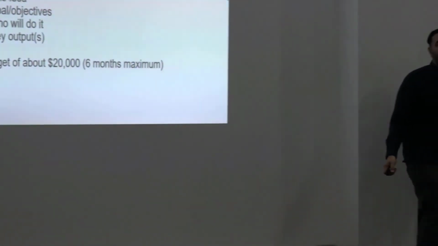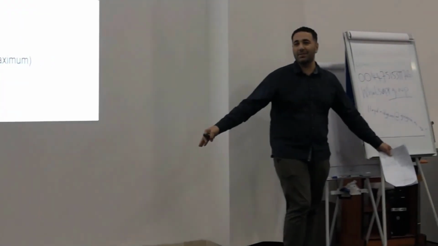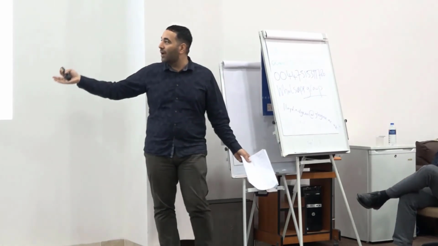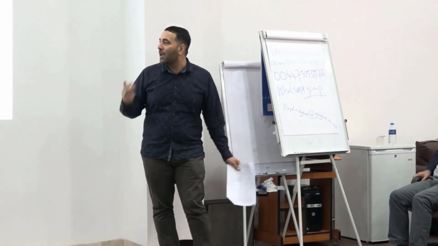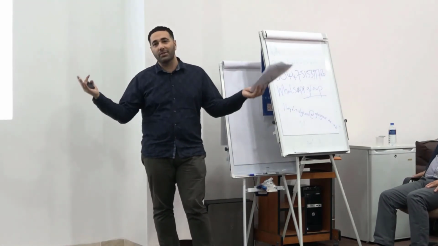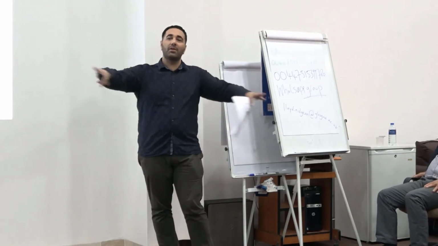So, do you want to do a group exercise? Let's not do group exercises because it's near the end. But I was going to ask you to do one. The group exercise was strengthening higher education standards and publishing in Iraq. You have $20,000, six months maximum. I was going to ask you how to prepare a project: the idea, goals, objectives, who will do it, key outputs. So I'm not going to ask you to do that.